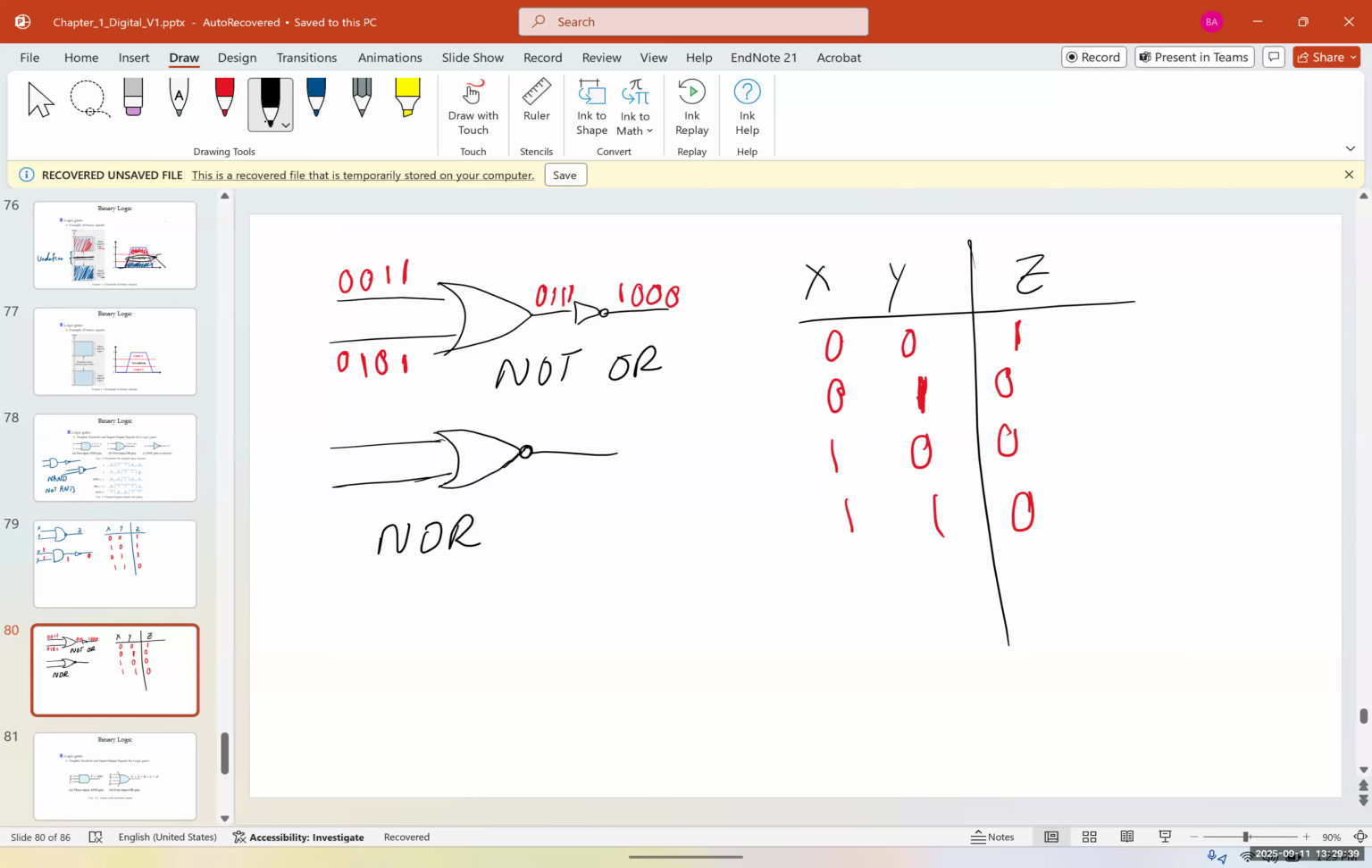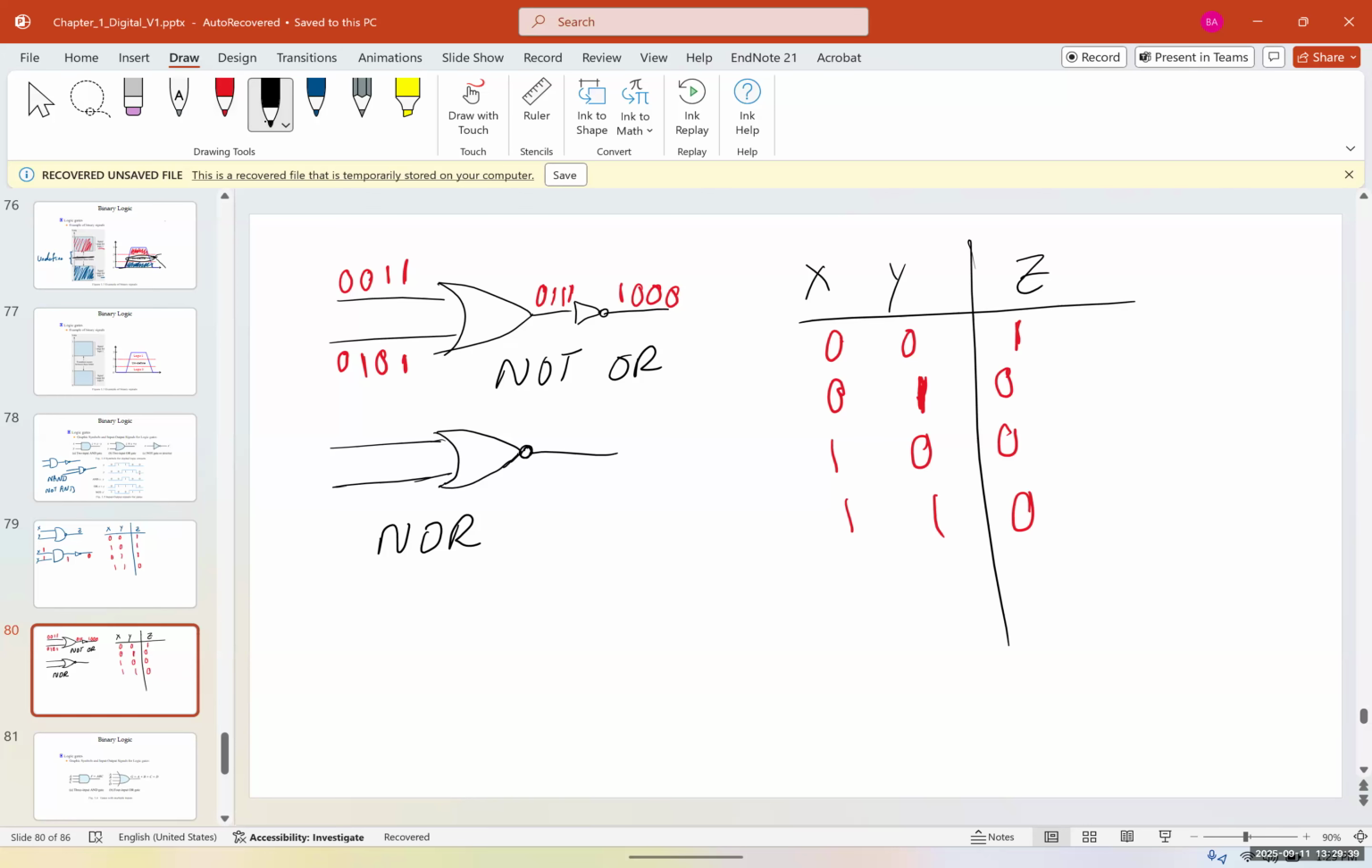Again, 0, 0, 0, 1, 1, 0, and 1, 1 gives us 1, 0, 0, 0. So it's a NOT OR, what we call a NOR gate. And if you look at this, you can see that a NOR gate is the complete opposite of an OR gate. So whenever we have a 0 in the OR gate, we're going to have 1 in the NOR gate. And whenever we have a 1 in the answer to the OR gate, we're going to have 0 at the NOR gate.